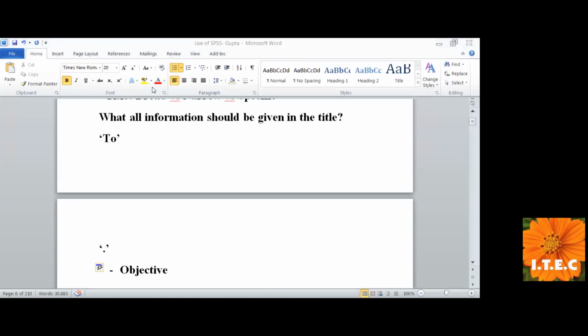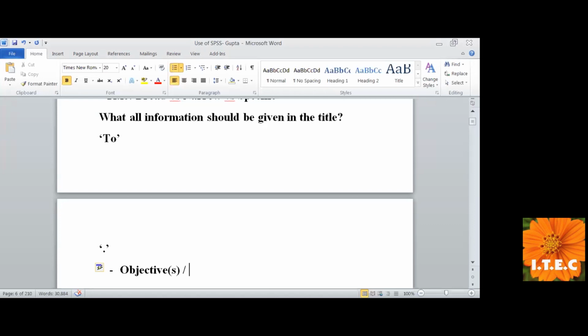Minimum number. My dear friend, the minimum number must be 1. Why? Because without an objective, research is not possible. So there must be minimum 1 objective. And if you want to write more than 1, that is your choice. If you want to write objective as a heading, then you should write a simple sentence.